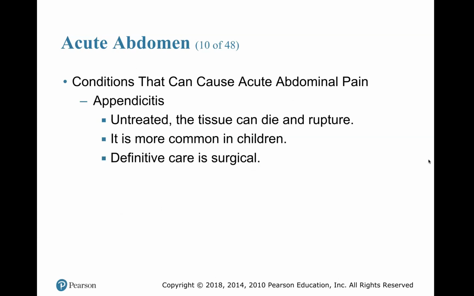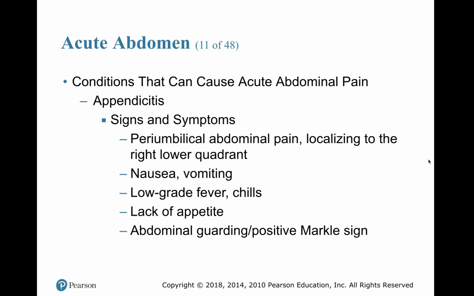Appendicitis. Untreated, the tissue can die and rupture. It is more common in children. Definitive care is surgical. Signs and symptoms: periumbilical abdominal pain localizing to the right lower quadrant, nausea, vomiting, low-grade fever, chills, lack of appetite, and abdominal guarding, positive Markle sign.